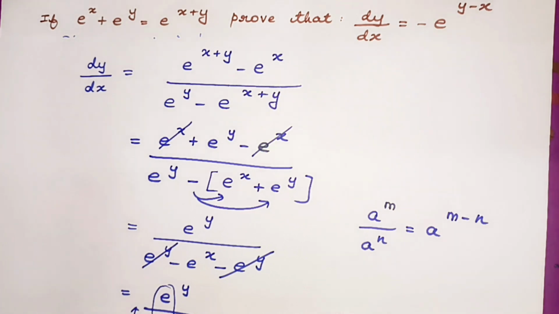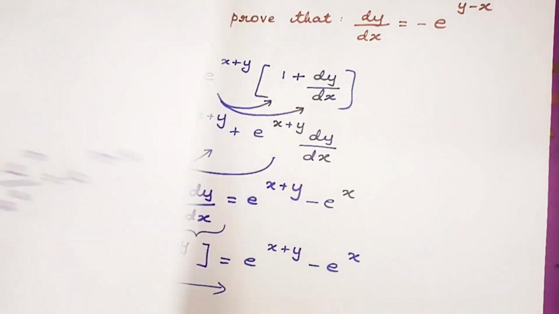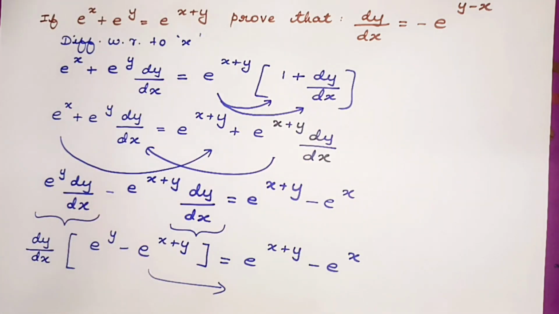We have to substitute the question values somewhere else inside the terms of the question. So Tamil viewers, listen carefully now. e power x plus e power y is equal to e power x plus y. In the question they have given this: prove that dy by dx is equal to minus e power y minus x.